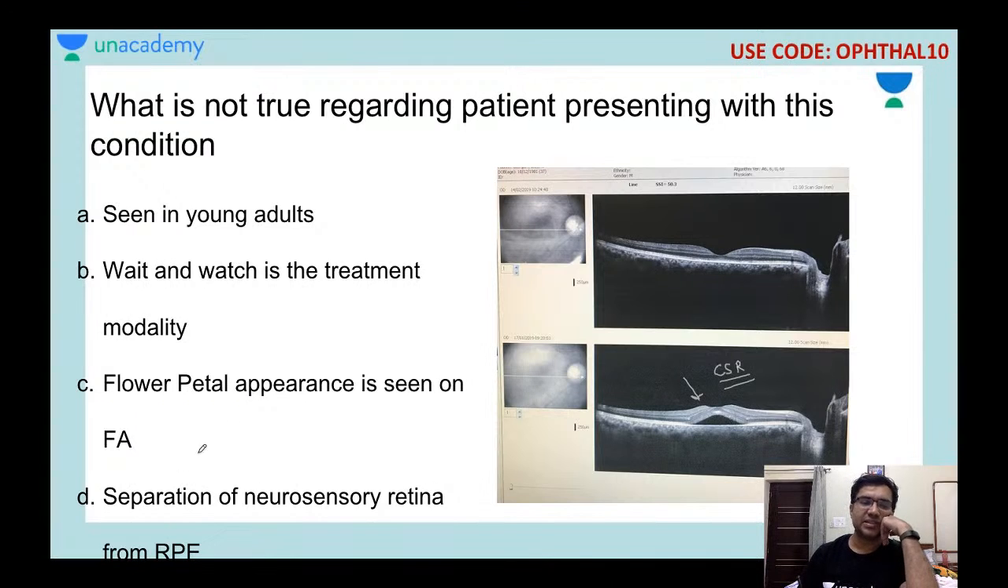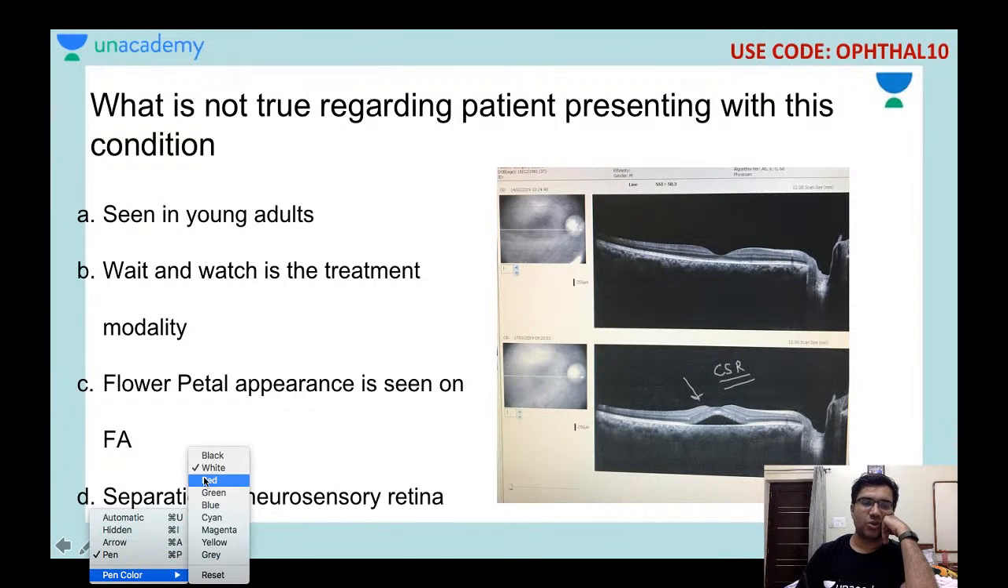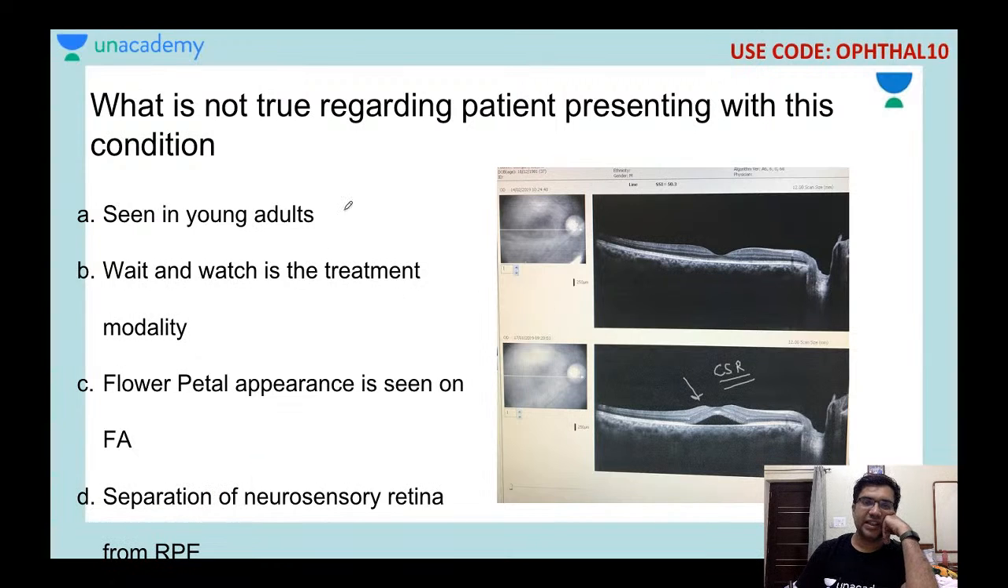So my question is, which of the following is not a true statement? Seen in young adults, definitely it is seen in young adults with type A personalities. Wait and watch is the treatment modality. This is also correct. It is wait and watch, and most of the time it resolves spontaneously. It is not wet AMD, it is central serous retinopathy. Then option C is the flower petal appearance is seen. Remember, the flower petal appearance is seen in cystoid macular edema. Flower petal appearance is not seen in central serous retinopathy.